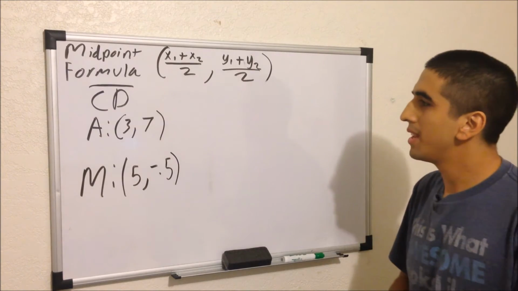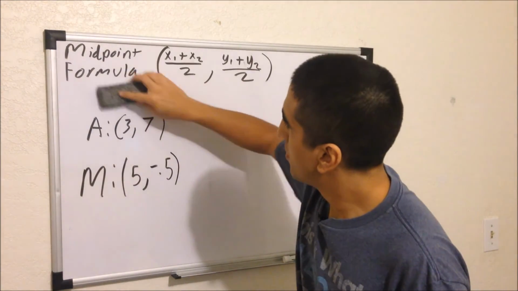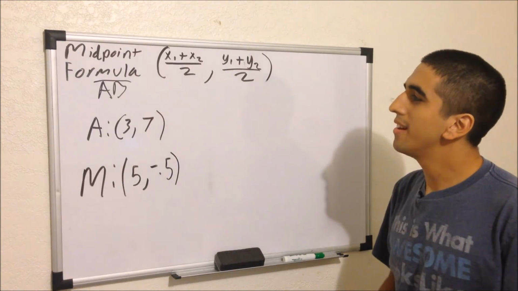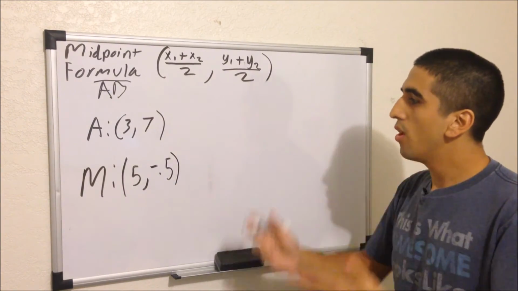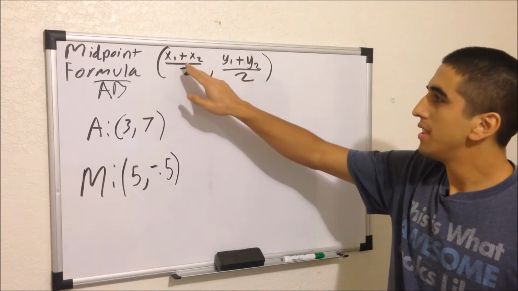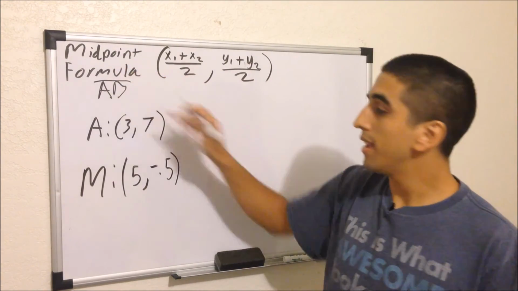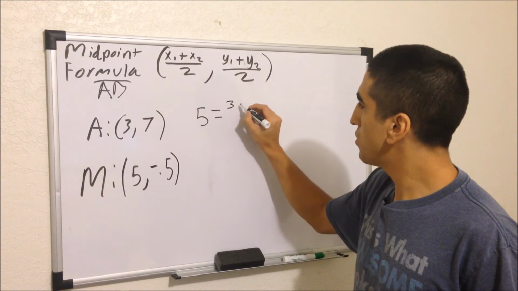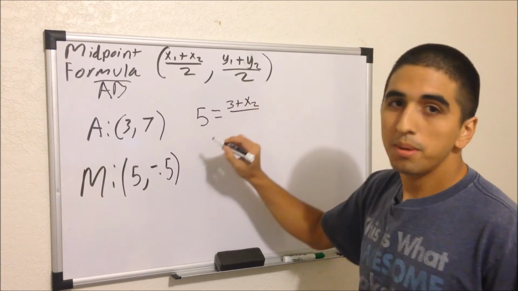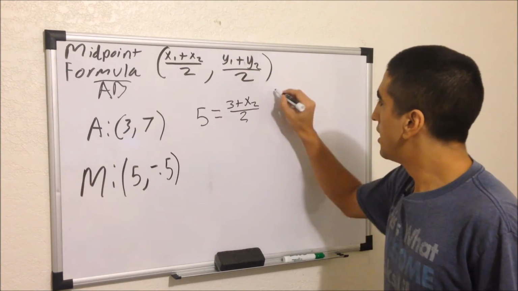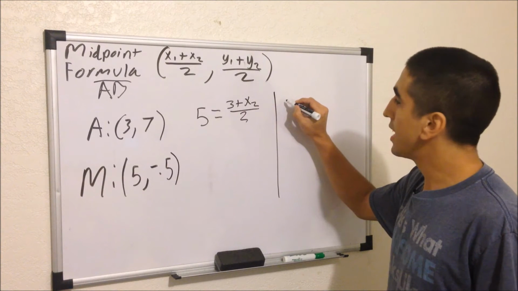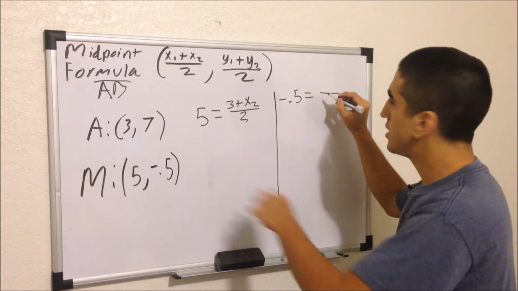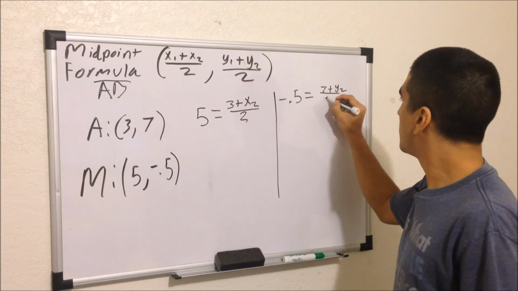So in example 2, we are given 1 point of AB, and we're also given the midpoint. So if we remember what the midpoint formula is, we can set the x of the midpoint, which is 5, equal to x1, which we'll denote as 3, plus x2, since that would be point B, divided by 2. And then on this side, we would have y, which is negative 0.5, is equal to 7 plus y2 divided by 2.